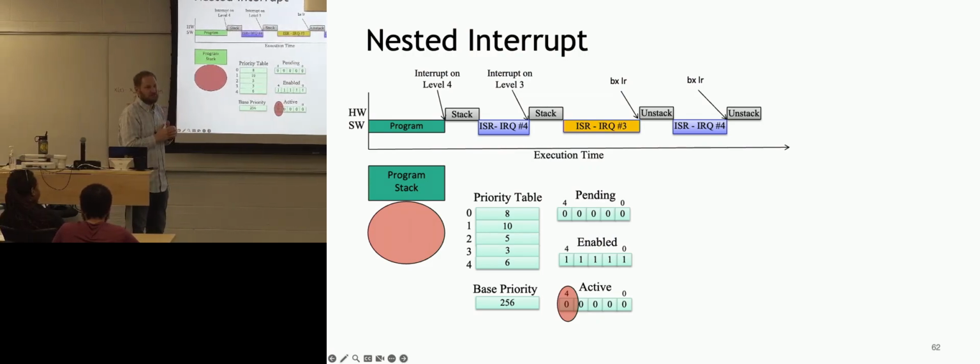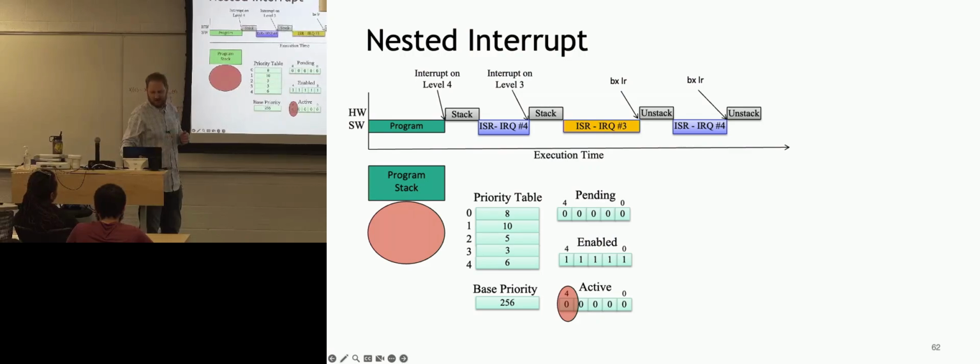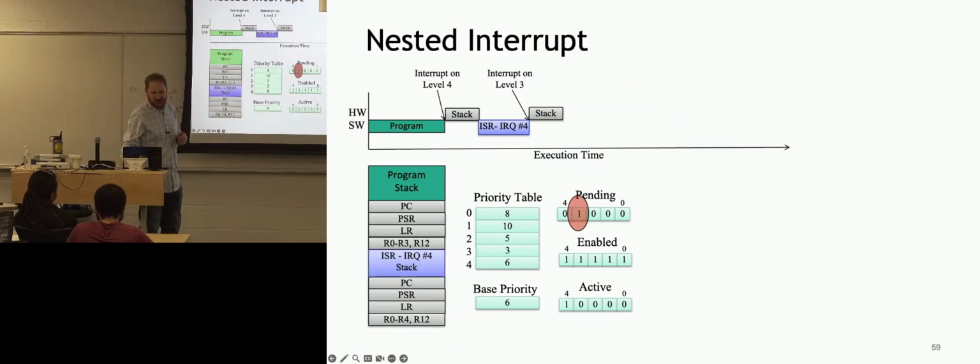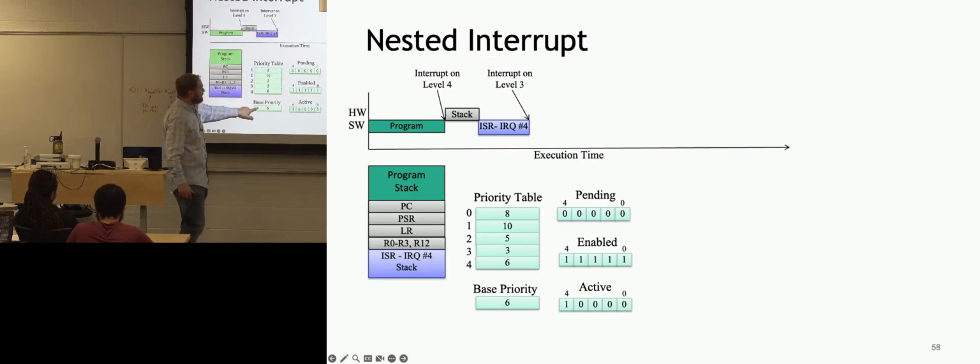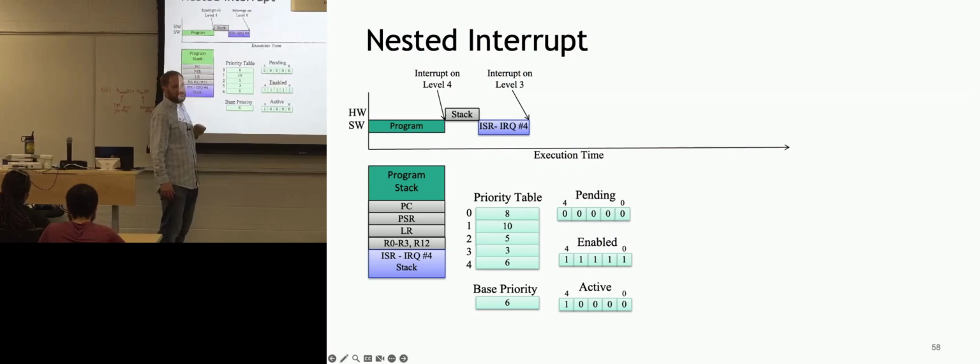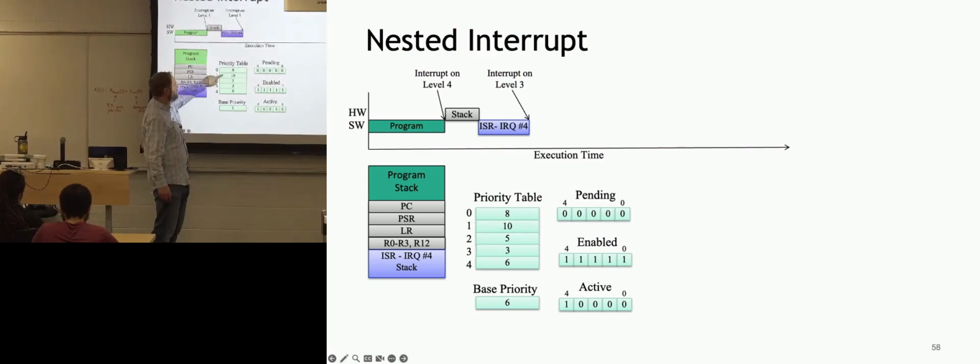What is the base priority change? The base priority changes. It was at 256 before this happened, and now it's 6, because now we're saying I don't want to be interrupted by anything less important than me. And so these are less important. It does some logic when this IRQ comes in to say, you're asking for interrupt 3. It happens to have a level of 3, which is less than 6. So now I'm able to interrupt. This is keeping track of the state here.